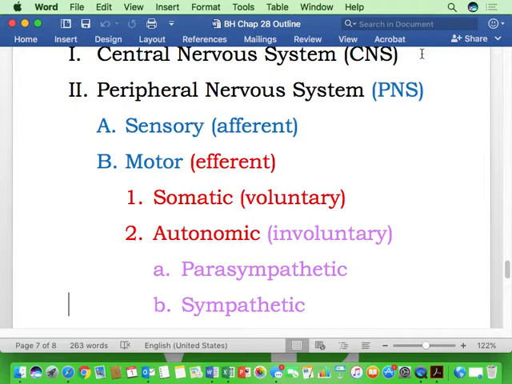Now, the thing is that at all times, both your parasympathetic and sympathetic are working together to maintain homeostasis. It's only when you're in those situations where you're feeling that stress that I was talking about, that your sympathetic kicks in a little bit harder. And so you have all those symptoms, if you will, of the sympathetic nervous system.